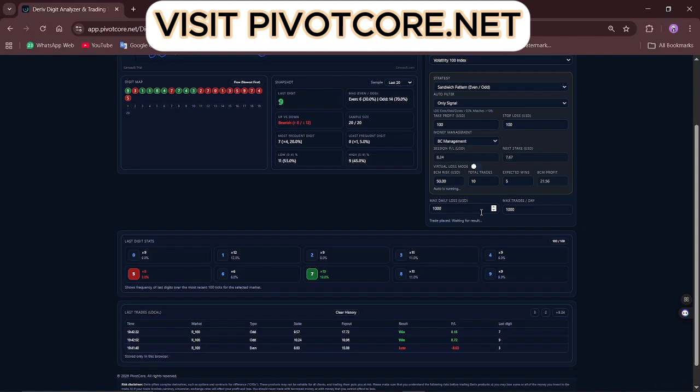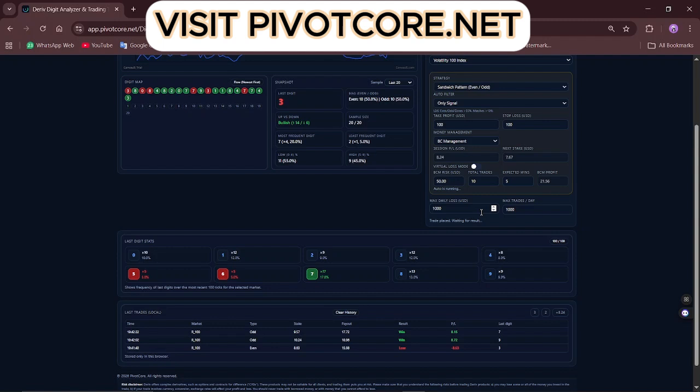Now, watch the screen. I've set up the even-odd parameters. The beauty of this strategy on PivotCore is how it analyzes the market ticks in real time. My plan today is simple but disciplined. 10 trades total. Our target is to win 5 out of those 10. Why only 5? Because in trading, it's not about winning every single time. It's about managed risk and a solid plan.